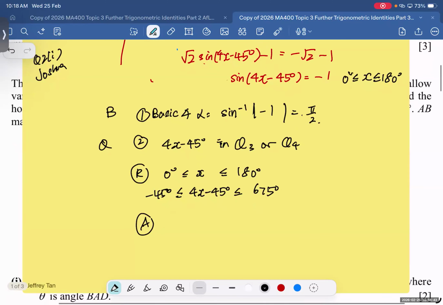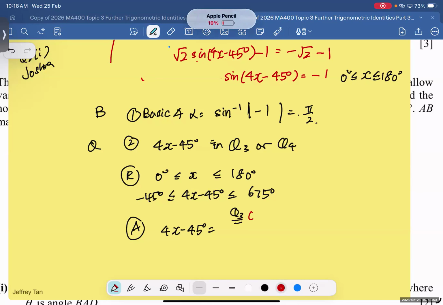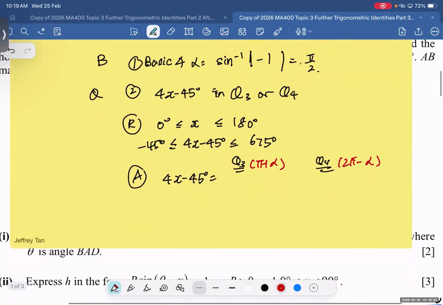What is A? Now I go to quadrant 3, quadrant 4. Okay, so you remember if 4x minus 45 is quadrant 3. Quadrant 3, we know the answer is pi plus alpha. If it's quadrant 4, we know the answer is 2 pi minus alpha. Correct?